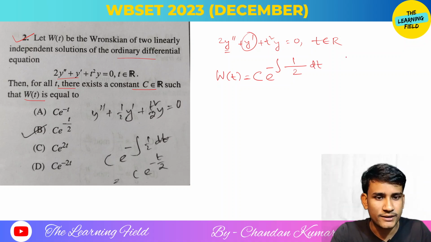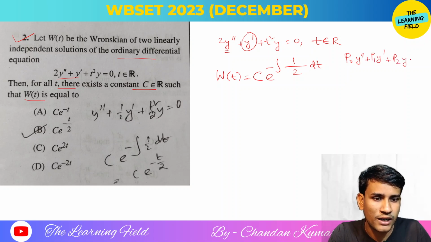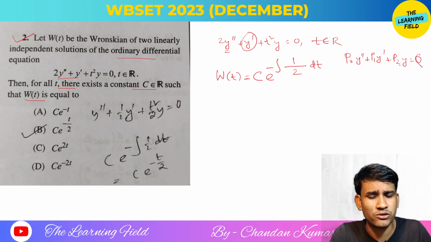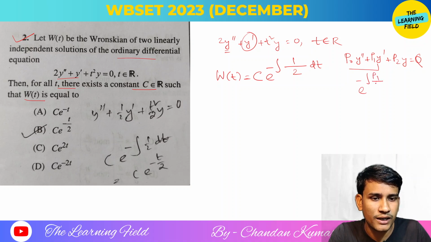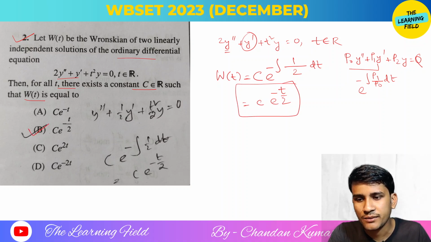You all know that if the differential equation is p0 y'' + p1 y' + p2 y = q or 0, homogeneous or non-homogeneous, then the Wronskian is given by e to the power minus integration of p1 by p0 dt or dx, in whichever variable the differential equation is given. So this is clearly c e to the power minus t by 2. So this is the answer, and option B is the correct one.